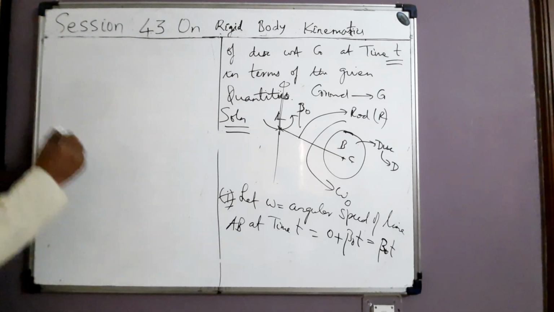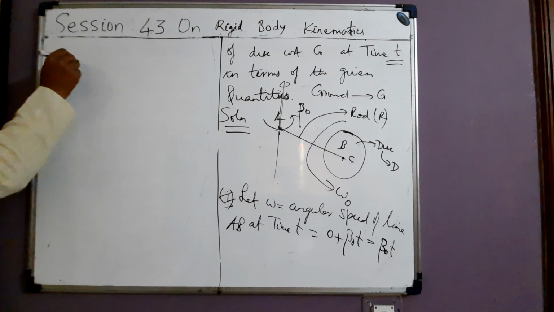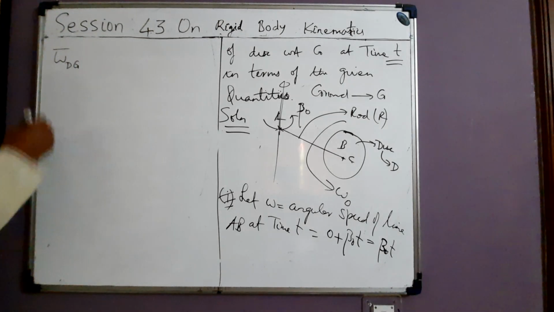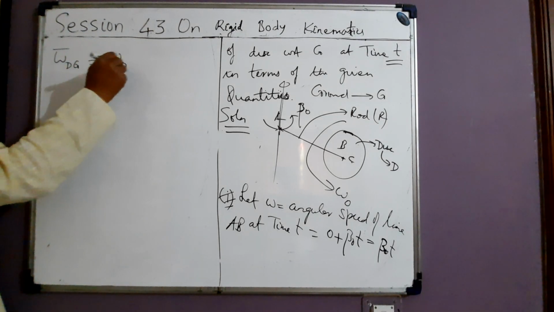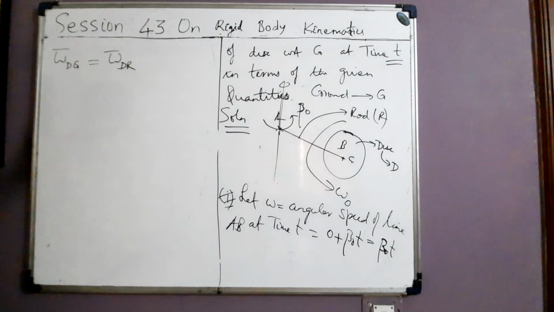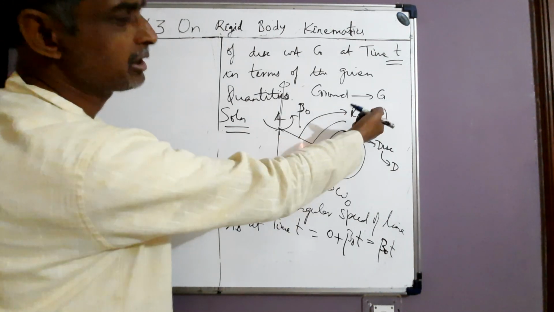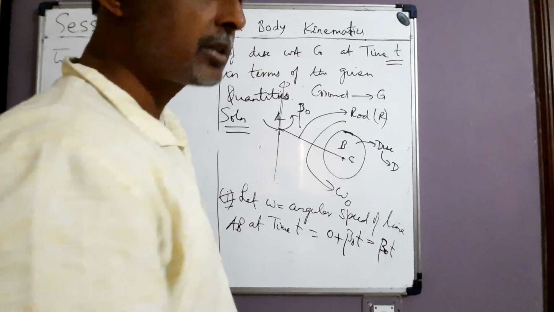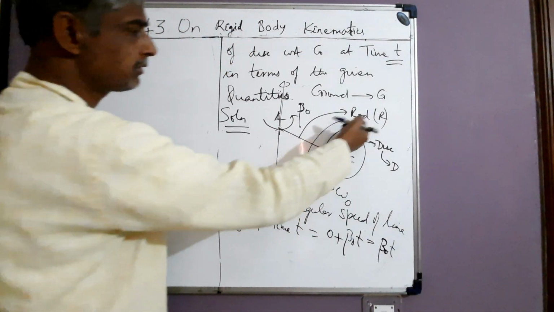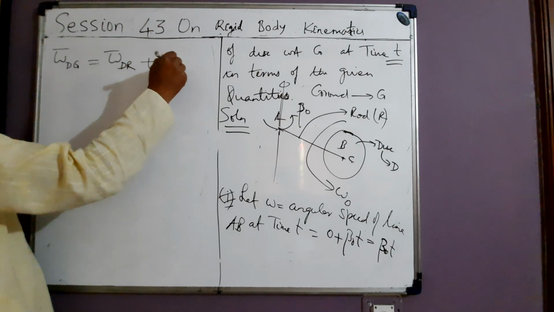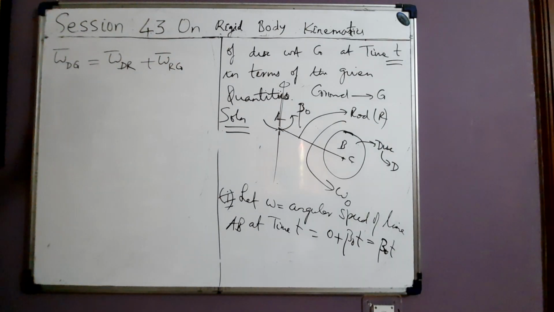So we apply that formula for relative angular velocity omega dg. Angular velocity of disk with respect to ground is angular velocity of disk with respect to rod, that is line AB. Rod AB is just an imaginary rod, it's not a real rod. So instead of AB we call it R, plus angular velocity of R, that is line AB, with respect to ground.